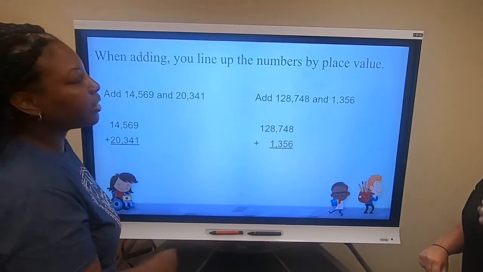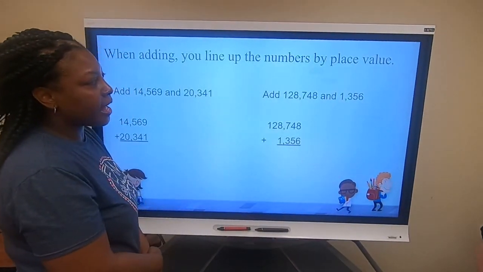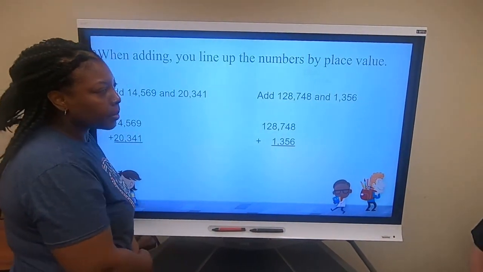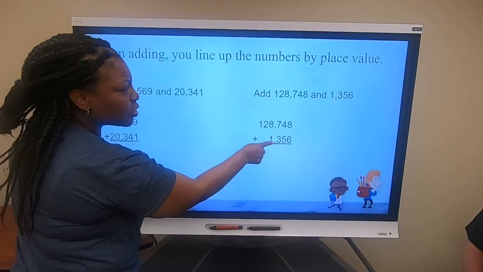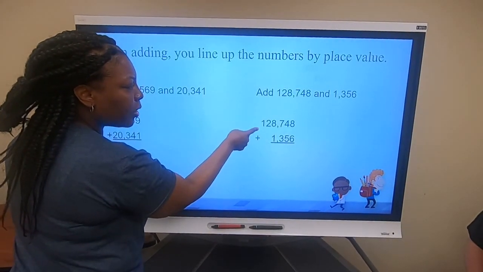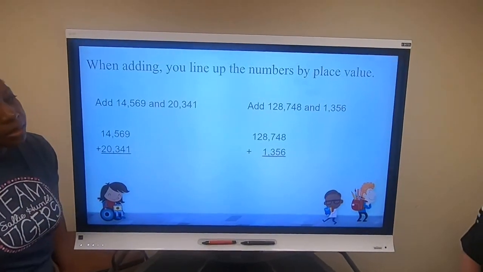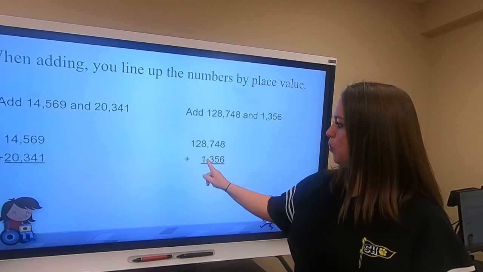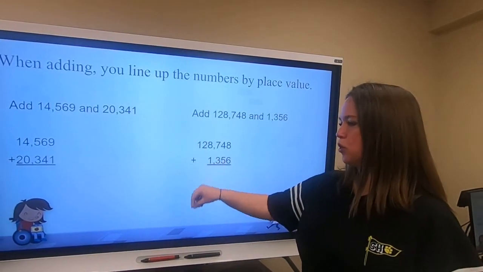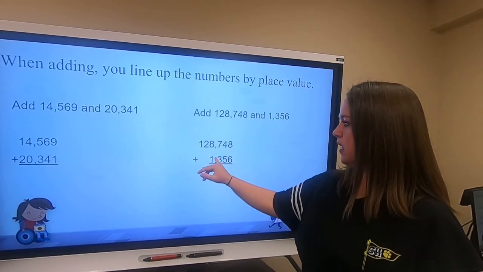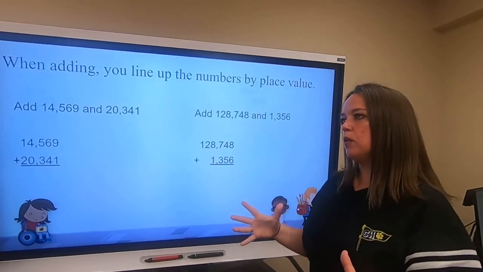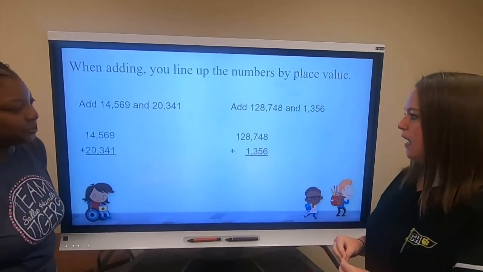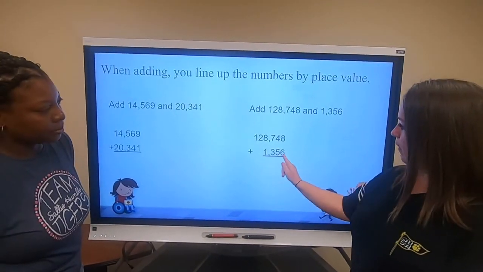Okay, Miss Wilson, let's look at this one. Add 128,748 and 1,356. Do I put my 1 in the thousands place under the 1 that's in the hundred thousands place, Miss Wilson? No, Miss Bethay, I cannot add 100,000 and 1,000 because 1 plus 1 equals 2. But if this is 100,000 and this is 1,000, what unit would my 2 be? They're not the same, so I cannot add those together. So I have to put it back this way.